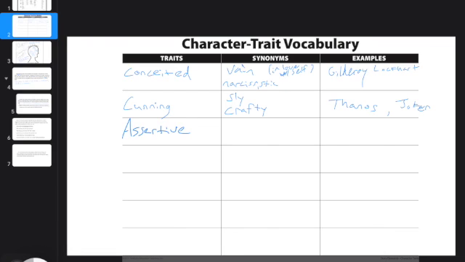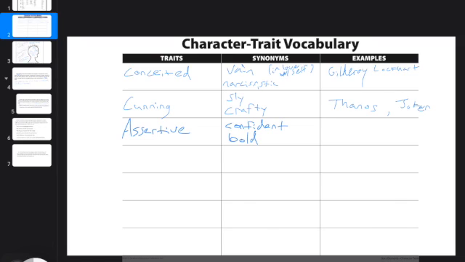There are a couple of synonyms for assertive that I'd like to point out: somebody confident, and someone maybe who's bold. If you're bold, you stand up for what's right. If you're confident, you have the confidence to walk into a room and assert yourself. So we need to think about examples of a character from literature that you might be familiar with, someone that's assertive.